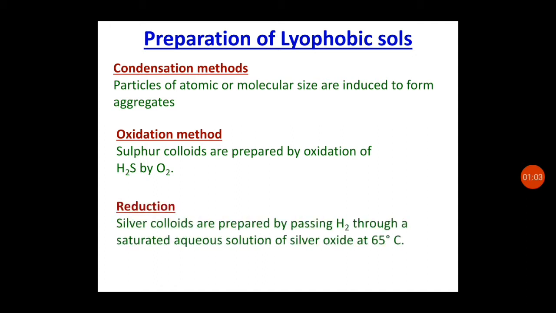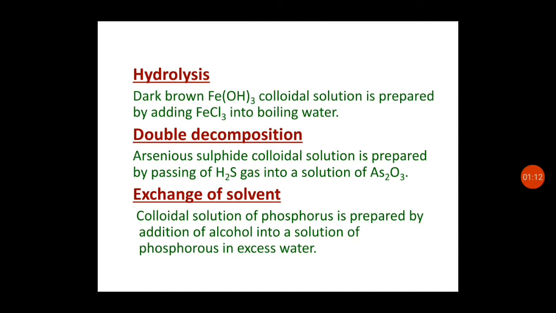Then reduction method. Silver colloids are prepared by passing hydrogen through a saturated aqueous solution of silver oxide at 65 degrees centigrade. Then hydrolysis. This experiment you do generally in practicals also. Dark brown ferric hydroxide colloidal solution is prepared by adding FeCl3 into boiling water. A precipitate of Fe(OH)3 is formed, and by simply mixing with the solvent the colloid is formed.